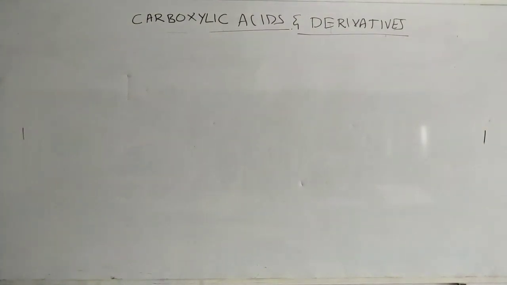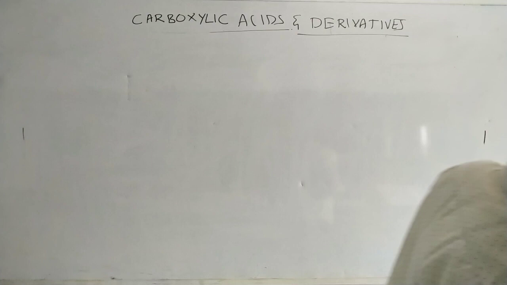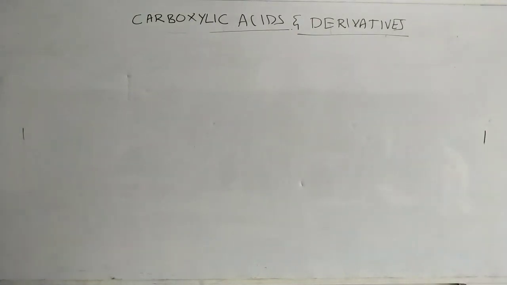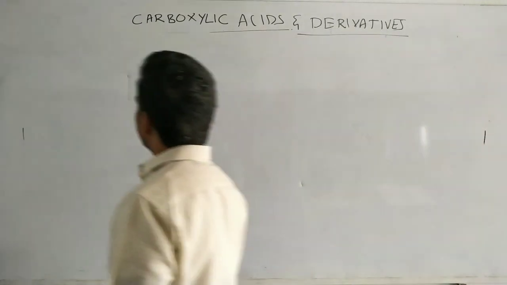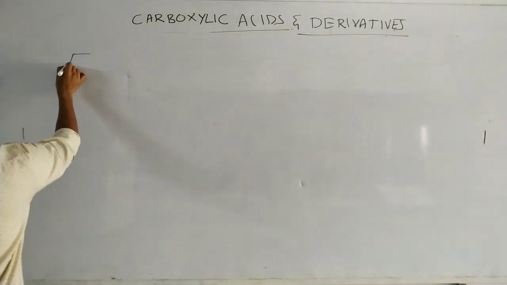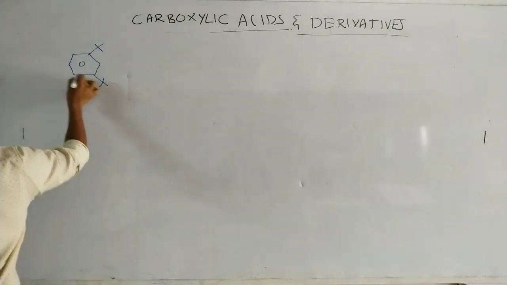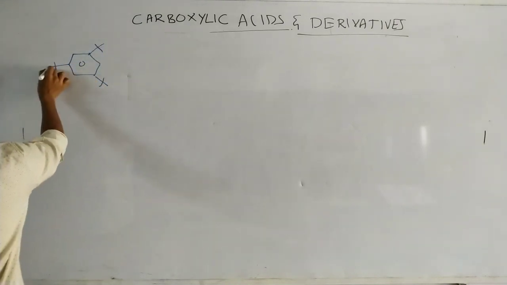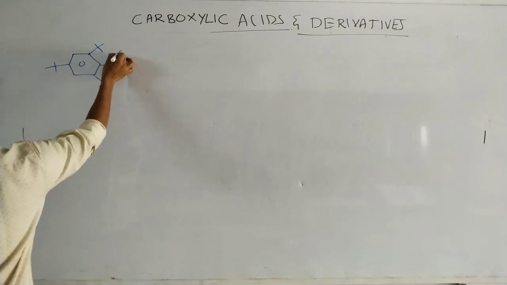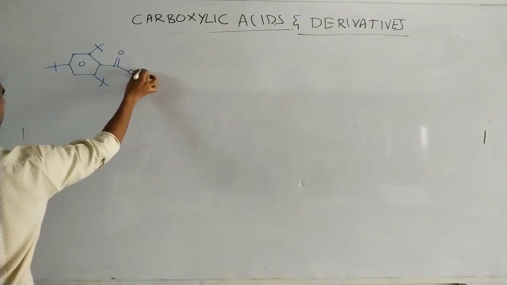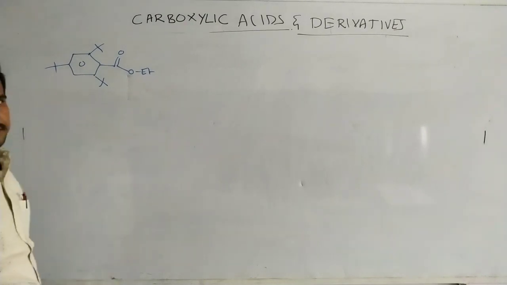Okay. So next example, it is another type of compound. It is also hydrolysis, but a different compound. Here I am taking the sterically hindered compound. This is tertiary butyl, tertiary butyl, tertiary butyl, and C double bond O, OEt. Okay, it is sterically hindered.